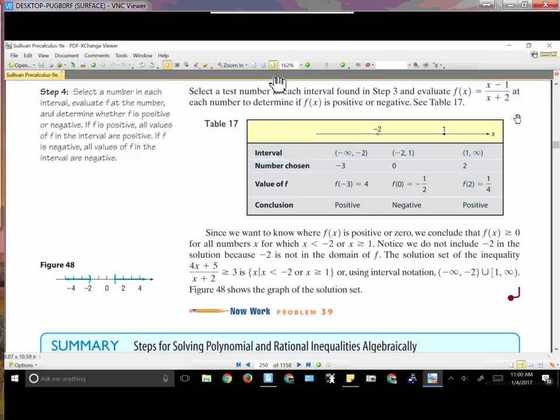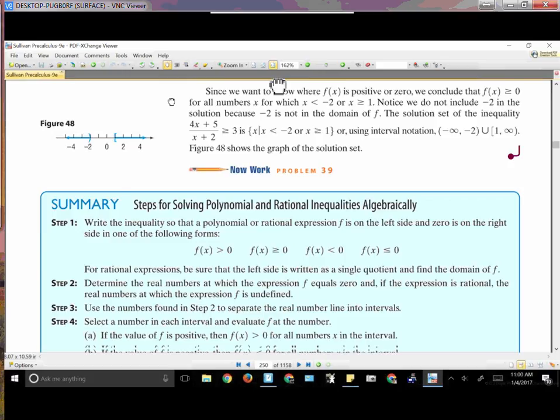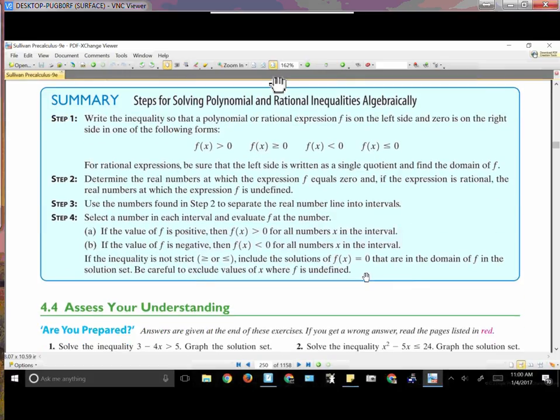Look at the zeros. Look at the points of discontinuity, where your denominator can't be equal to 0. Those are your guides. So when I take a look at this, they go through these steps here. Write the inequality so that 0 is on one side. We have ways of dealing with 0. That's why it's such a fun thing to do. Okay. Set it equal to 0, less than 0, greater than 0.